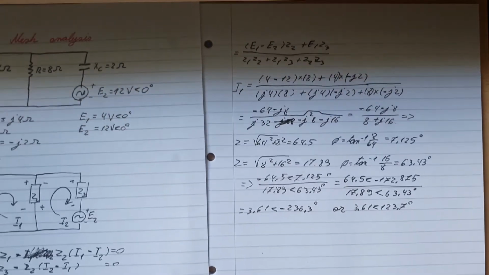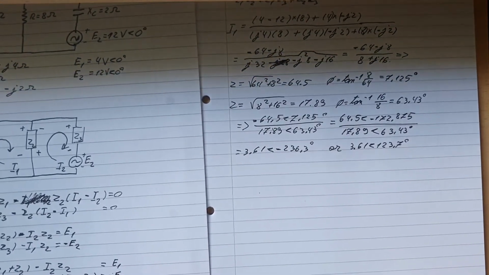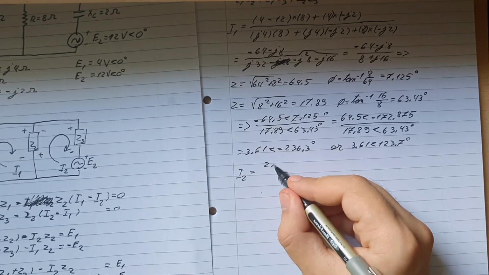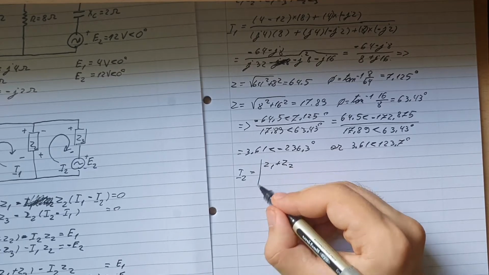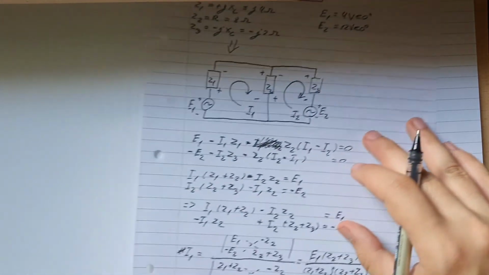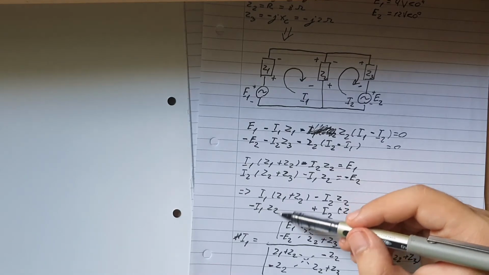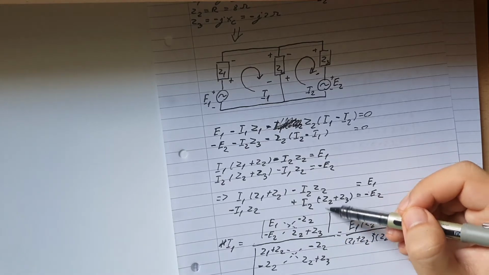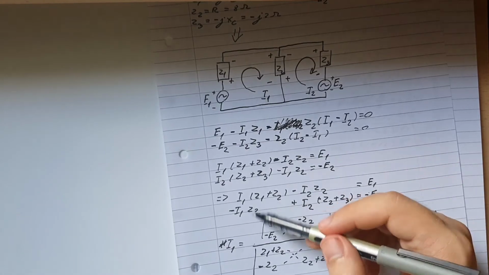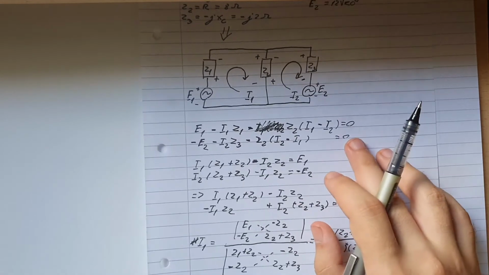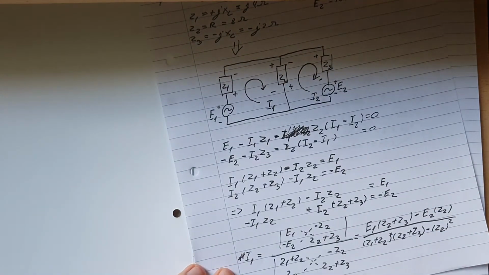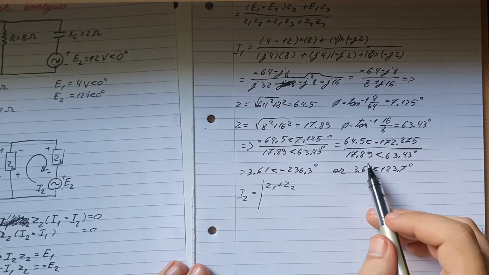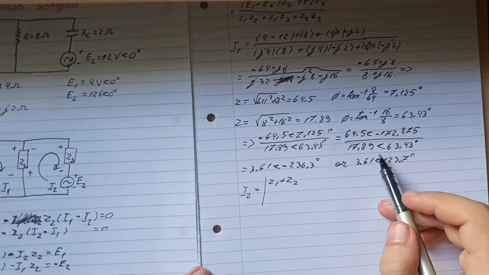Alright, so this is for the first current. Yeah, I know, it's pretty long for only one current. Now we need to calculate the second current. So then I2 is equal to Z1 plus Z2. Remember, now we replace the side of the I2, because on the first one we replaced the side with I1. Now we use E1 and E2 to replace the side with the I2 while we keep the I1. And don't worry, the bottom value will always be the same. So that one will always be 17.89 at an angle of 63.43.